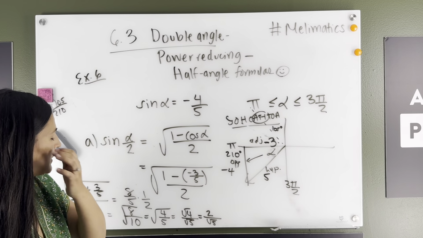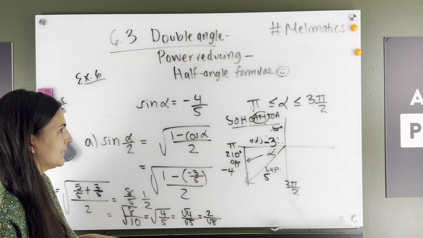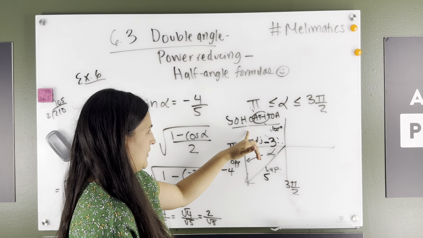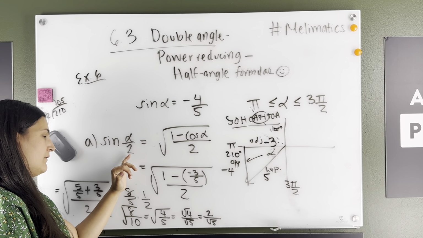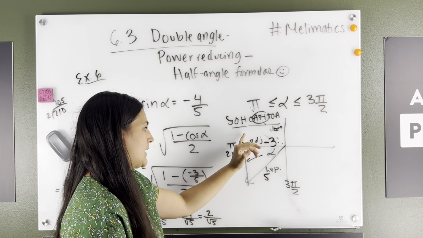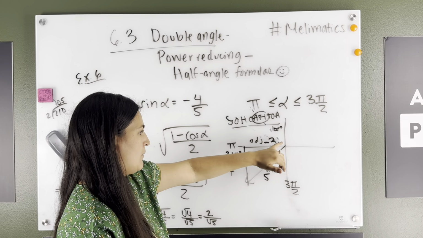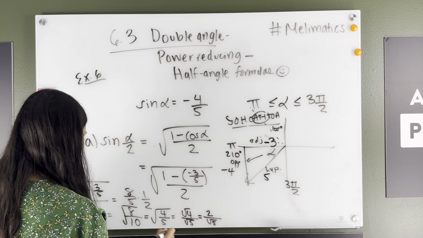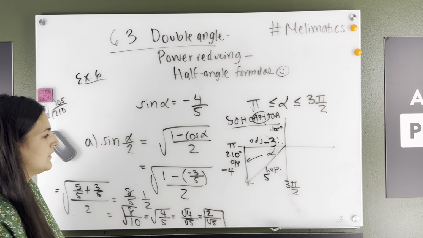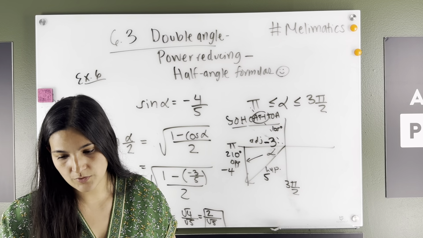Okay, so actually you have to think about a sine in the second quadrant when you're getting sine of alpha over 2 because it's a half angle formula. So the sine in the second quadrant is actually positive, right? It's the y value. So that's why this is actually all positive. Okay, so again, we'll be able to work over more of these.